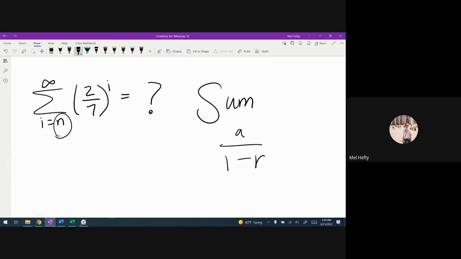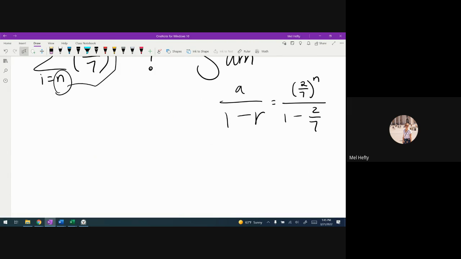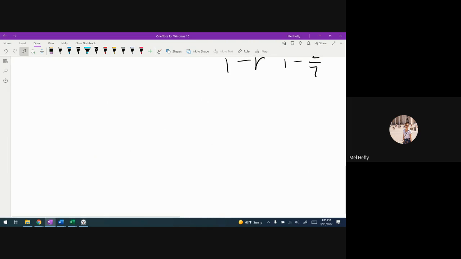Yeah, plug in n into the i. That would be our first term. So my answer is going to have an n in it. What's R in this case? 2/7. Cool. You could. I would just leave it like this. Then you're just going to simplify. All right. It was multiple choice, so probably going to want to.